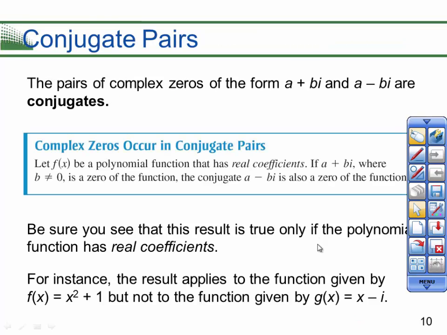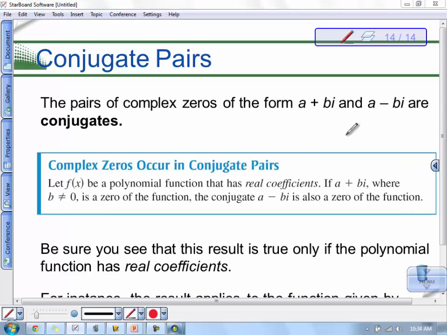Alright, so conjugates, this is another helpful thing to know: when a complex number like a plus bi is a 0, its conjugate is always going to be a 0 for a polynomial. So that's what this says. Complex zeros occur in pairs. Let the function be a polynomial function with real coefficients. If a plus bi is a 0, then a minus bi is also a 0. And these are called complex conjugates, where you change the sign on the i term.